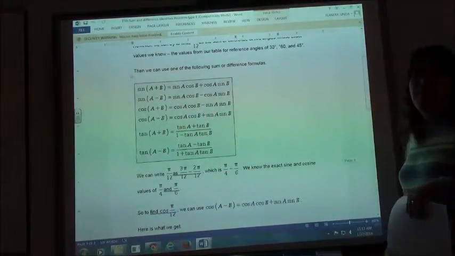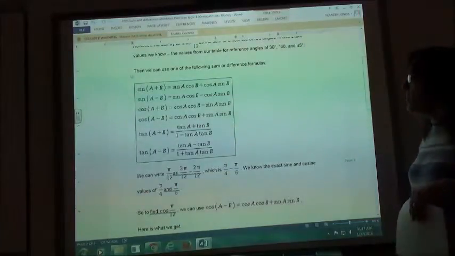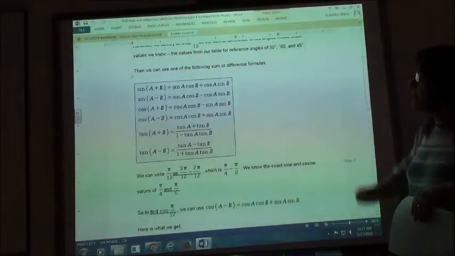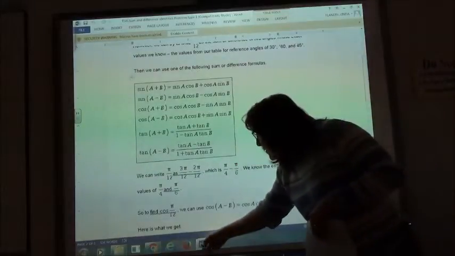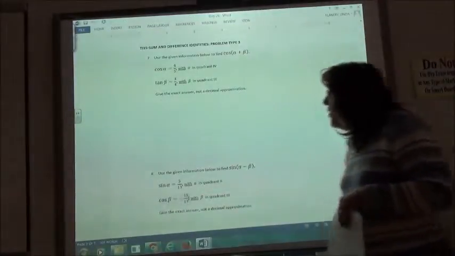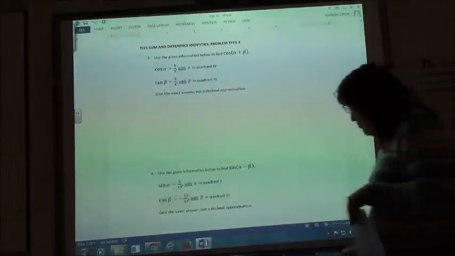I'm going to write them on my paper, and so I don't have to flip back and forth, but you want to have that list handy as we work out these problems. I'm going to go over here. On these ones, we're going to draw our reference triangles.